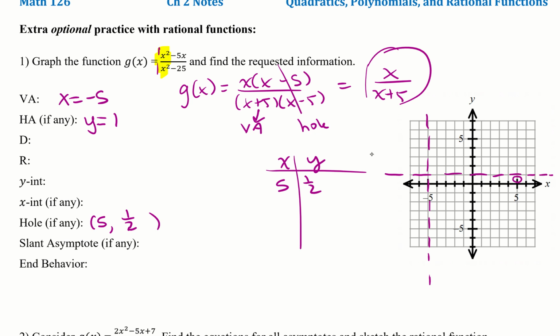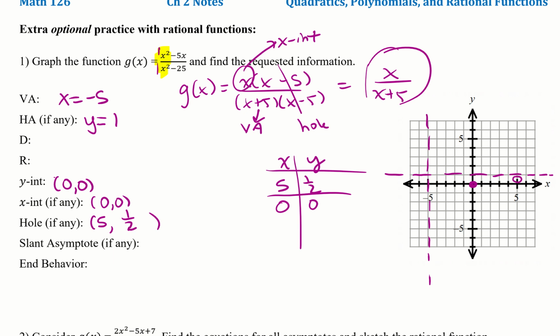The y-intercept can be found by substituting in a 0 to any of the equivalent expressions. I like to use the simplified one. I get 0 over 5, which is 0. The x-intercept, since the y-intercept is 0, the x-intercept is also 0. You can see it actually right here. The factor on the numerator that was not repeated as the hole is an x-intercept.